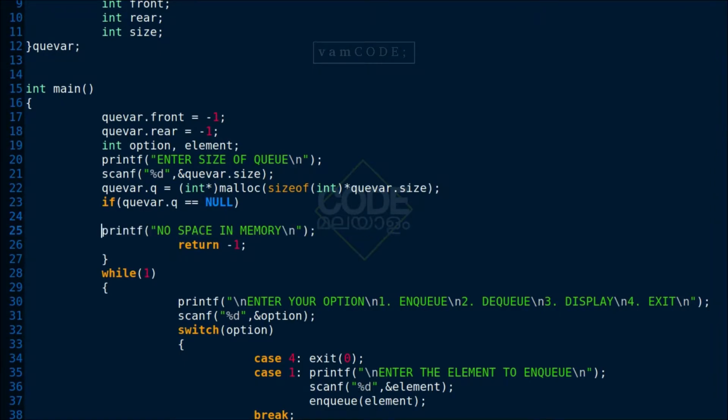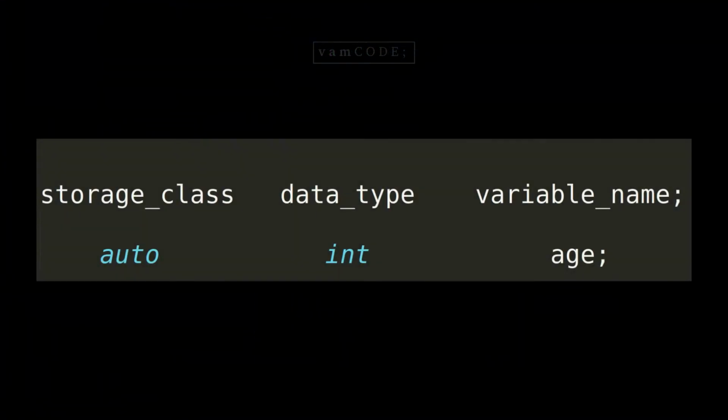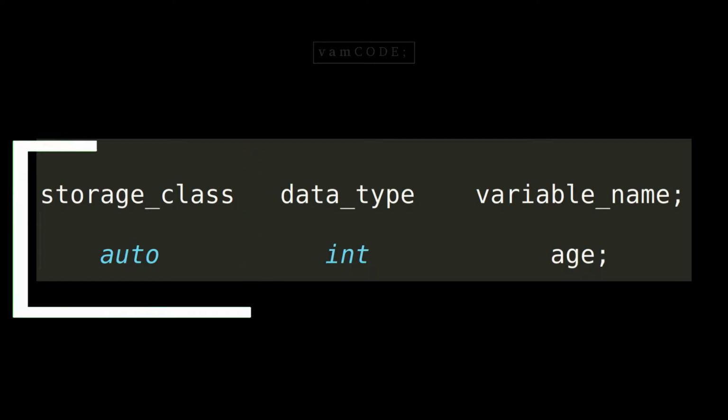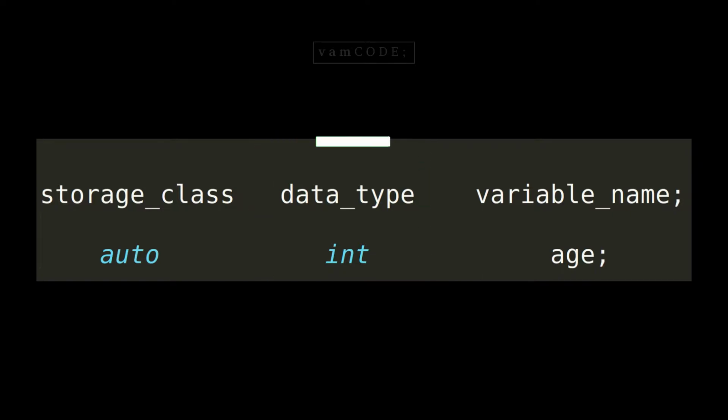Alright, so let's get on with the video. A variable in C has an additional property known as the storage class. An example of using a storage class would look like this. You have the storage class, the data type, and then the variable name. So what is a storage class?